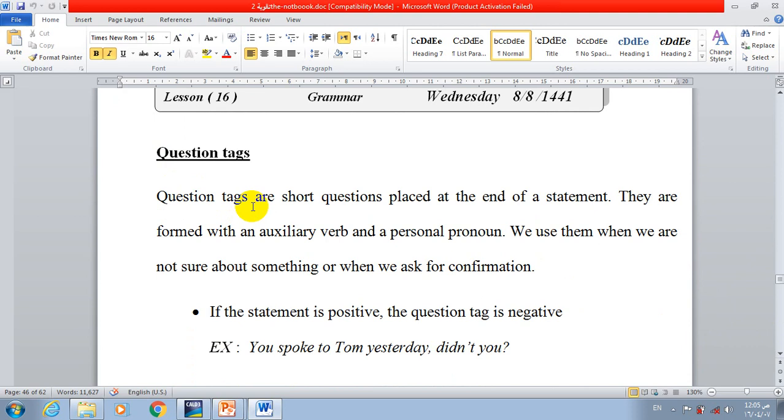And the question tags are short questions placed at the end of a statement. They are formed with an auxiliary verb and a personal pronoun. We use them when we are not sure about something or when we ask for confirmation. Okay, if the statement is positive, the question tag is negative.